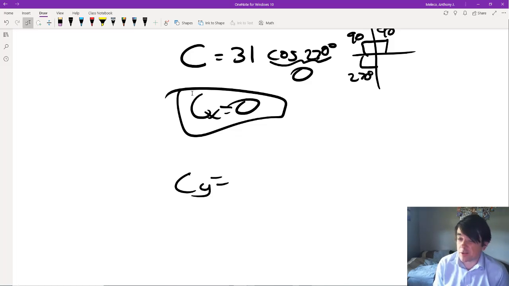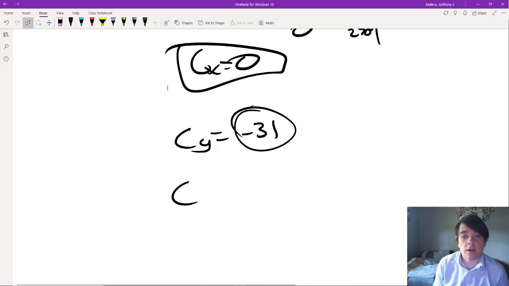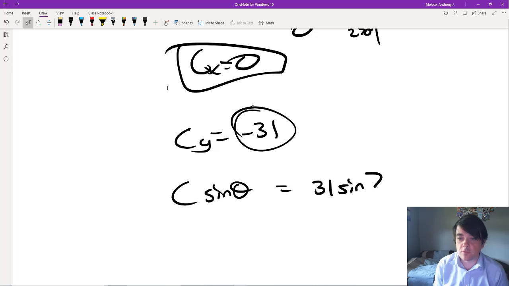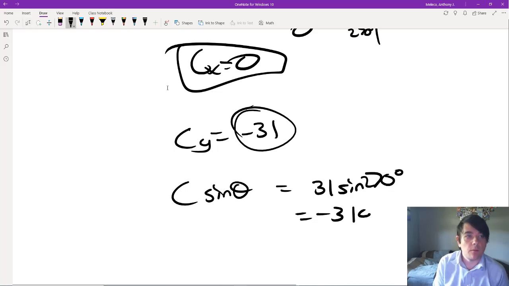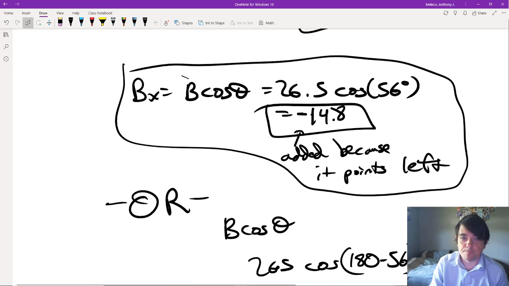Cy is going to be all in the y direction, so it would be minus 31 because it points down. But again, if you didn't know that, you would just do C sine theta, so this would be 31 sine 270, and this would give you minus 31 as well. Either way, you'll get negative 31.